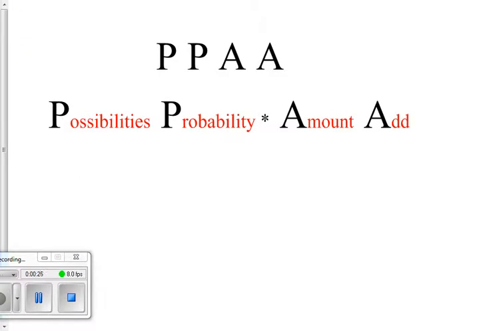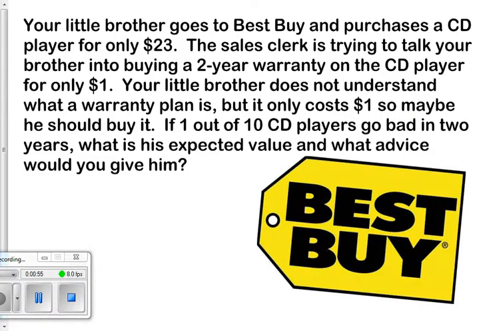A little thing that will help us when working with these problems is PPAA, and it's kind of like the method of solving these problems. First we find out what kind of possibilities. From a situation, what are our possibilities? And then we find out what the probability of those possibilities are, and times that by the amount, and then add. So this method is very similar for all of the problems that we'll see. And you probably did this in your homework too.